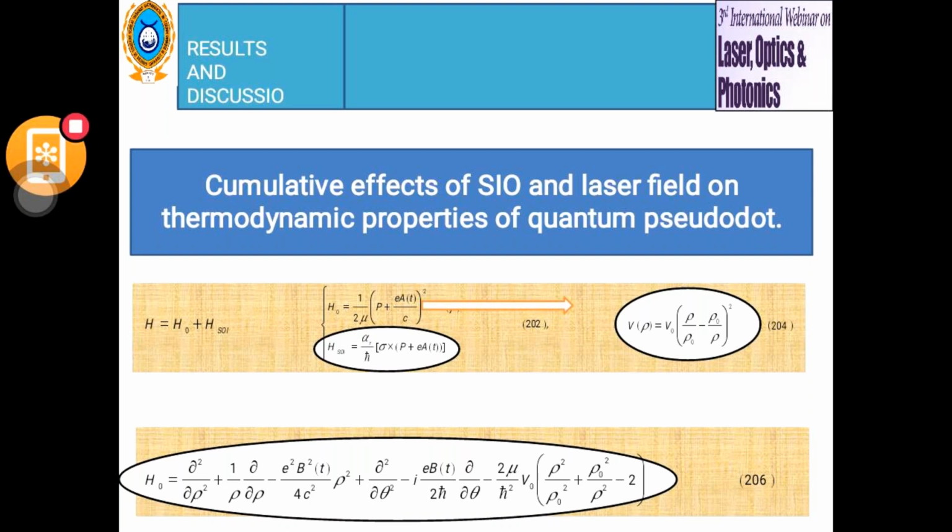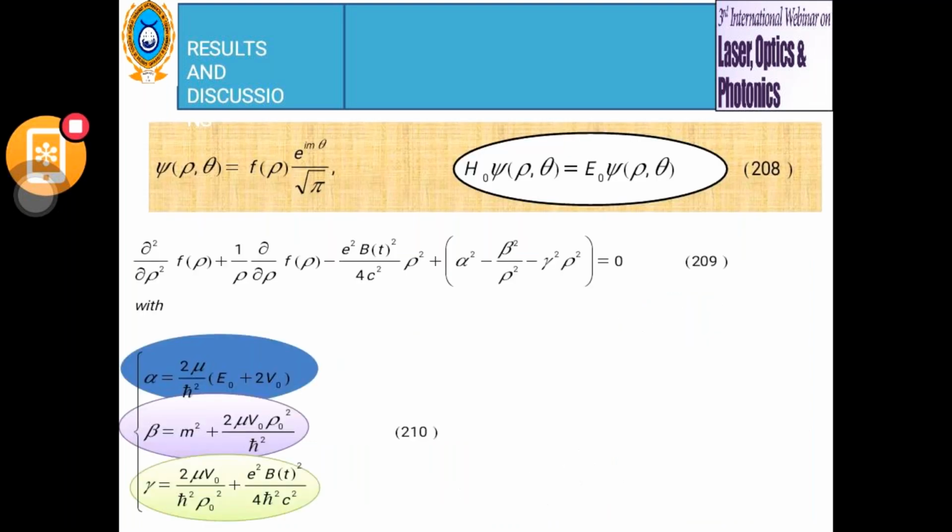shape of our system. The Hamiltonian H0 is given in equation 206. Using now the wave function given in equation 208, which is here, we can transform our Hamiltonian H0, having it in equation 209, where alpha, beta, and gamma are given in equation 210.